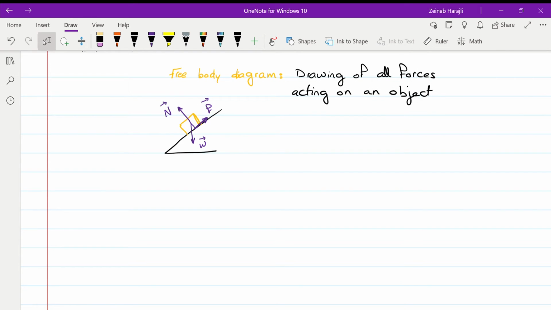Sometimes in a free body diagram, you can represent the object with a point so that you can draw all the forces from the same point. This is useful when you want to find the resultant, for example, or when you want to study the projections of the forces on the x and y axes. This is actually the second step of the study of forces, which is finding x and y components of forces.